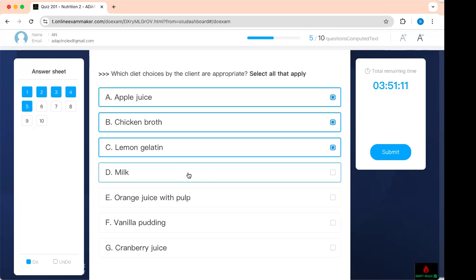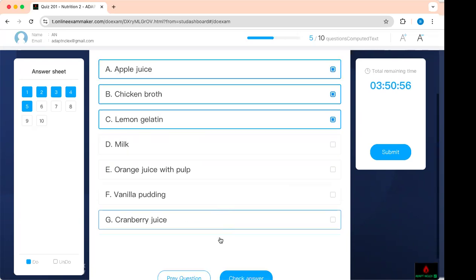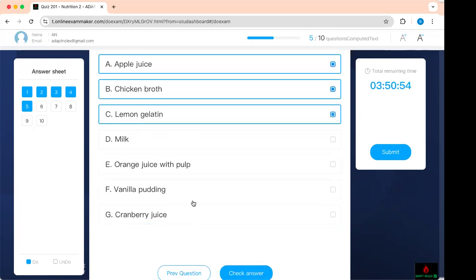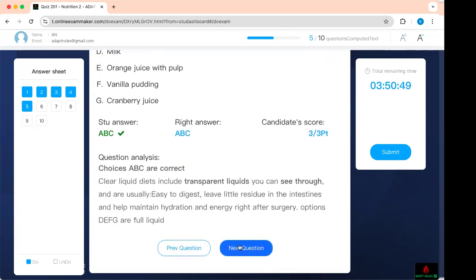You can't see yourself through milk. Orange juice, no, because of the pulp, you can't see yourself through. Vanilla pudding, too thick, you can't see yourself through. Cranberry juice, it looks light, but it's still dark. You can't see yourself through. These are all full liquid diet. Master those contents. You will never go wrong.